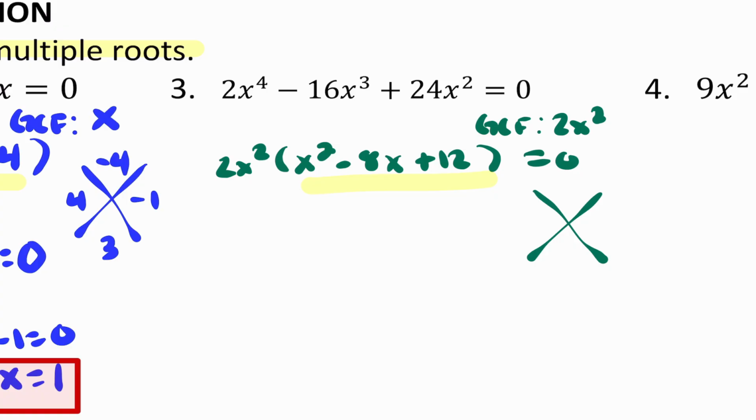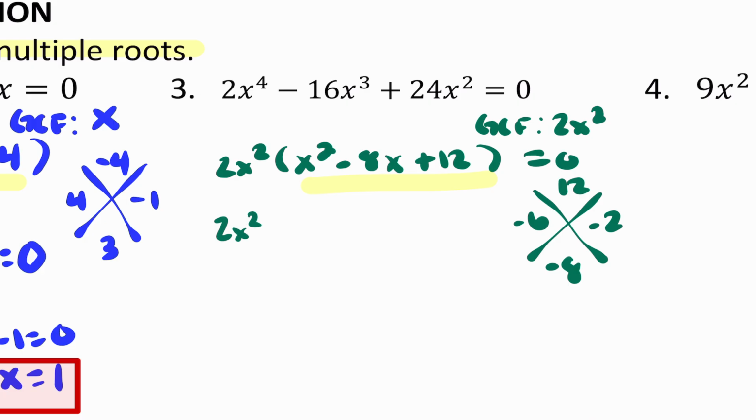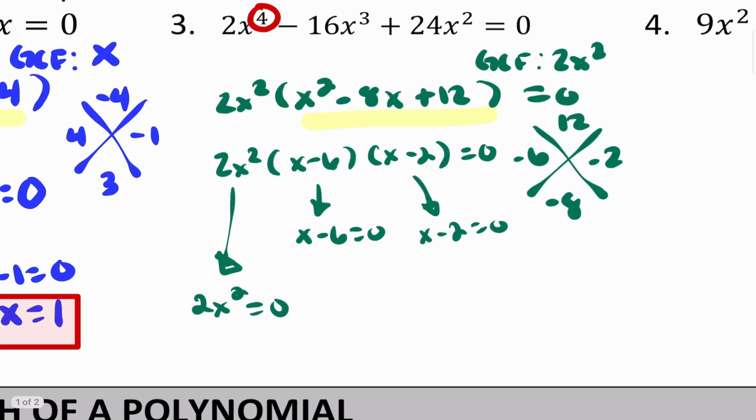So our a value is 1, which is great. So 12 up top, and then negative 8 down below. We have negative 6 and negative 2. All right, so we have 2x squared times x minus 6 times x minus 2 equals 0. So x minus 6 equals 0, x minus 2 equals 0, and then 2x squared equals 0. So we should have 4 answers because the largest degree is 4, so therefore we should have 4 roots.